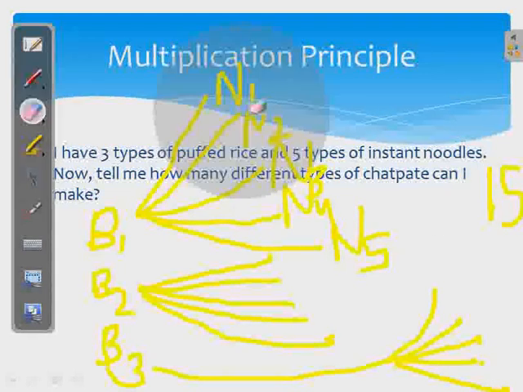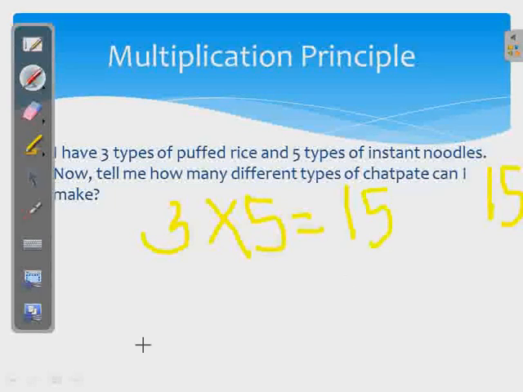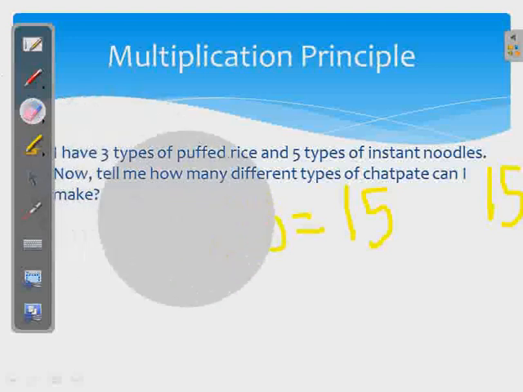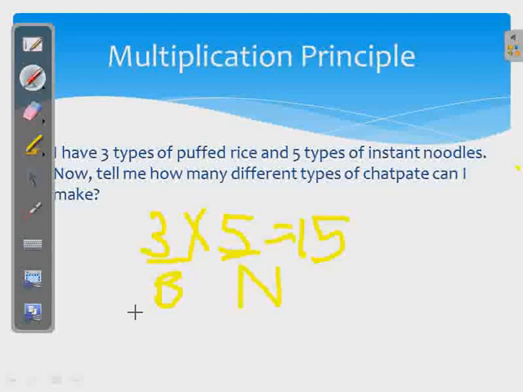Or if I use the multiplication principle as I mentioned earlier, I can simply say 3 times 5 equals 15 choices. So formally we do it like this. We leave blanks, the first blank for bhuja and the second blank for noodle. The first blank can be filled in 3 ways, the second blank in 5 ways. So when you multiply this, we have 15 ways to fill these blanks.